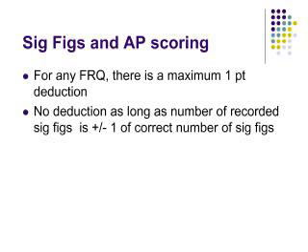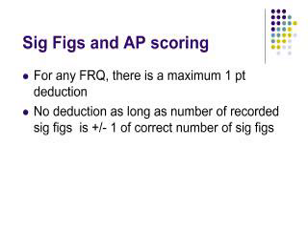I did want to mention scoring on the AP exam with significant figures. For the free response questions, anything where significant figures would be part of your answer, there's a maximum 1-point deduction for that question. So if you make another sig fig error somewhere else in the problem, you won't have any further deductions to your grade. The other thing I wanted to point out is that they're a little bit more lenient on sig figs than I am in my first year courses.